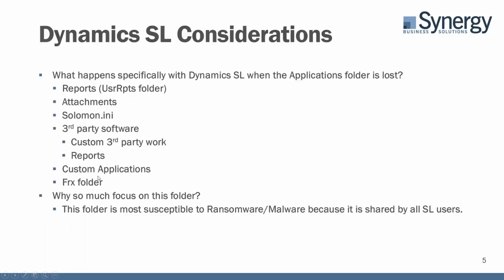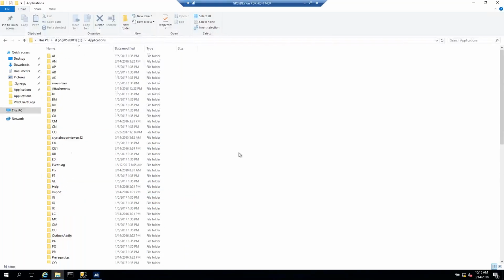Now, the FRX folder also may not actually live in the applications folder, but a lot of times we do end up installing it in here. So if you back up the entire applications folder, you're also backing FRX up. But if FRX is not installed in the applications folder, you might want to find out where that's installed, because if you lose that folder, then you're going to lose all your report definitions, your columns, your trees, all those kinds of things, which could potentially mean hundreds of hours of loss.